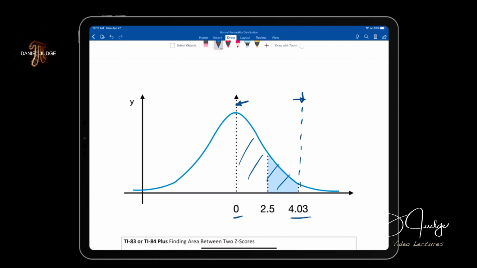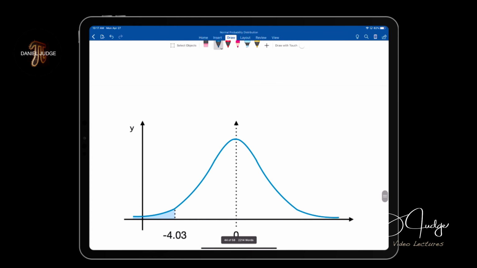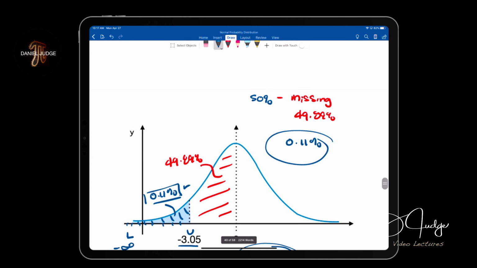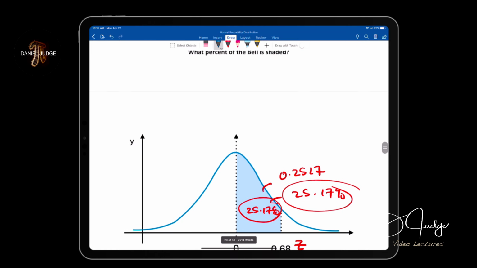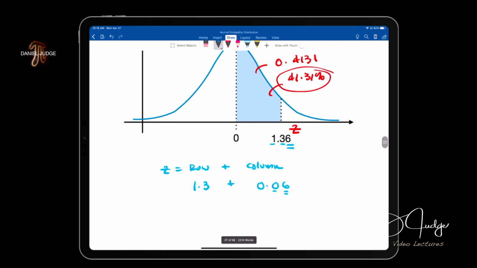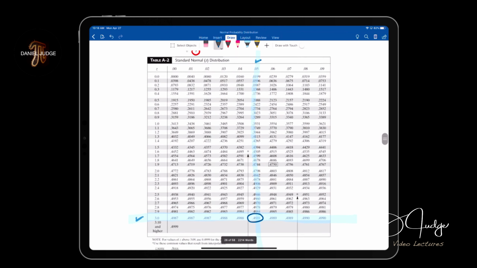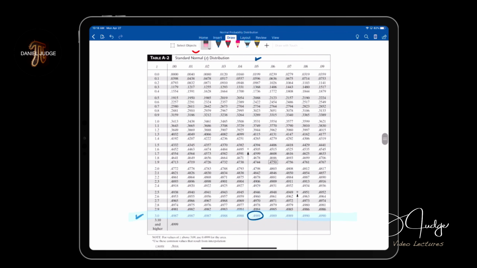I'm going to look at the table. And maybe we should go back to the table. Let's go all the way back to the table now. The table's all the way in the beginning. So if you remember, I have to look for the 4.03. I need the 4 row, and I need a 03 column.